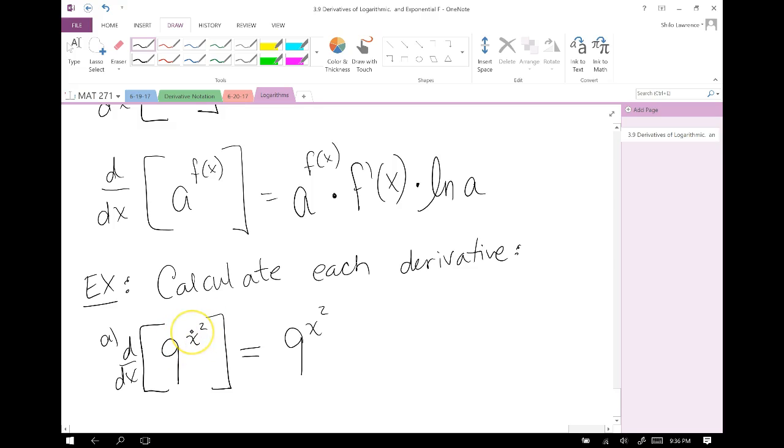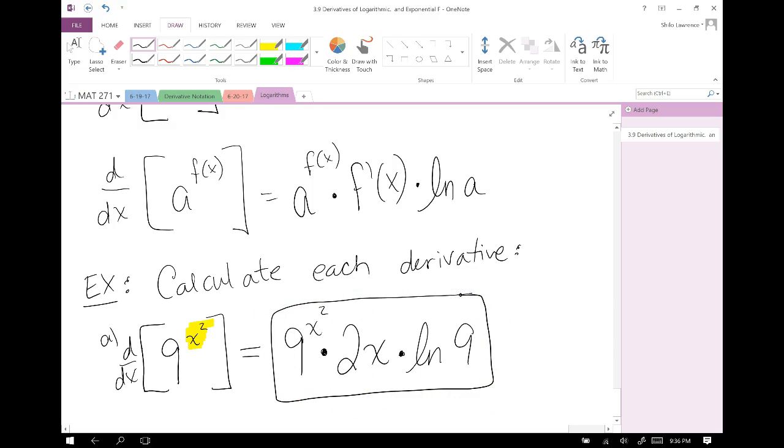And then because our exponent is not just a single simple linear x, we also have to do the chain rule. We have to multiply by the derivative of the exponent. Our exponent is x squared, and the derivative for x squared is 2x. And because this exponential is not base e, it's base 9, we have to multiply by the natural log of 9. That's our answer. And there's nothing we can do to simplify it.